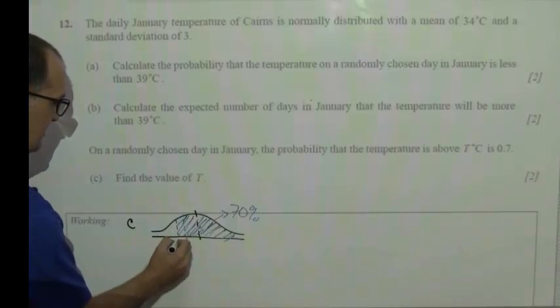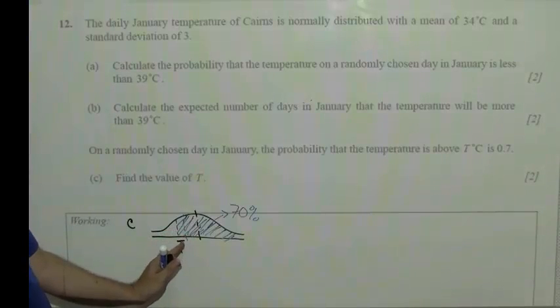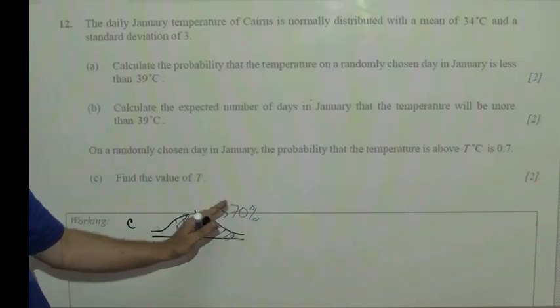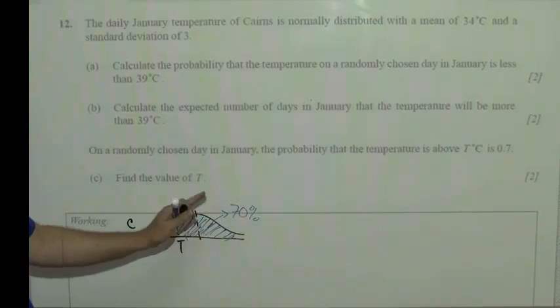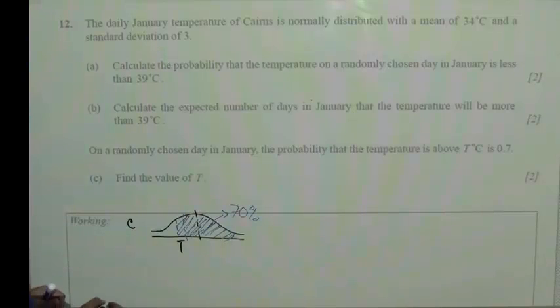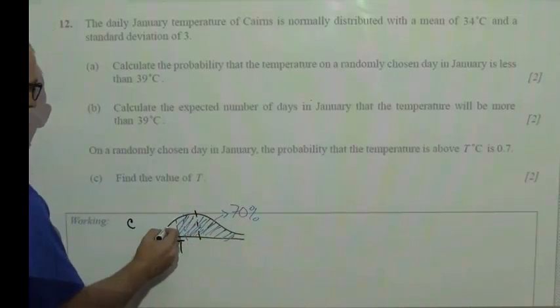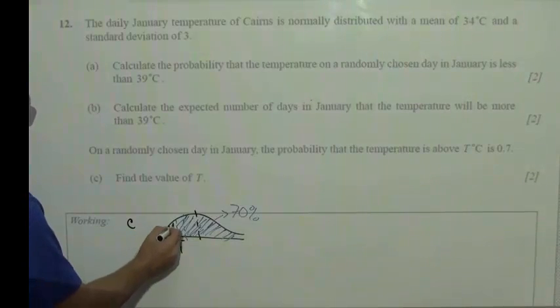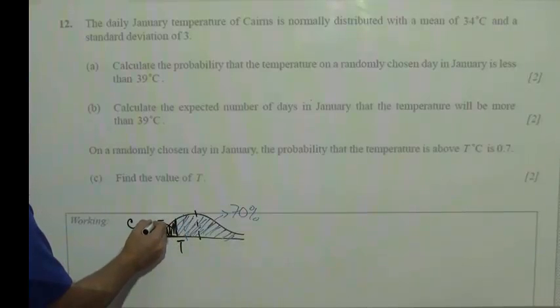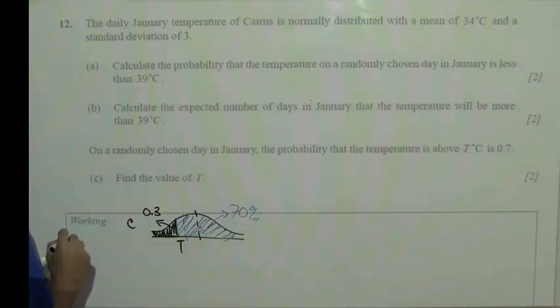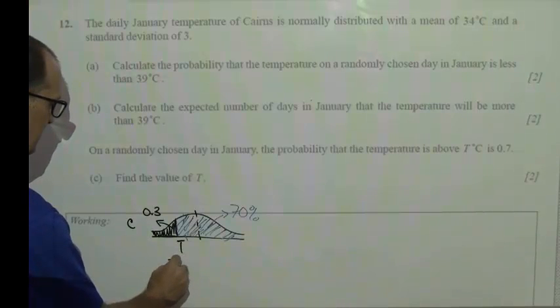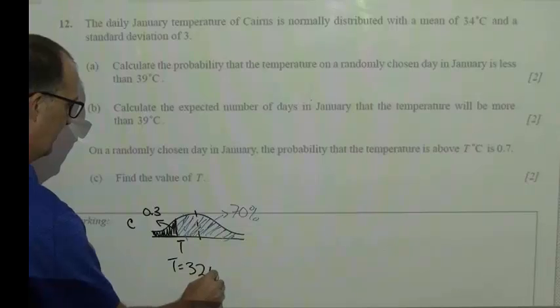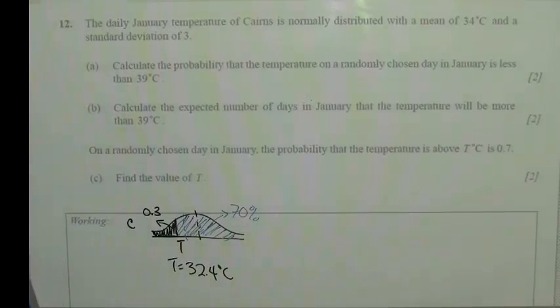So this value T is the temperature at which 70% of all the other temperatures are greater, or all the days are greater than that. And so when I do my inverse norm, what I have to realize is my calculator works from left to right. So my calculator is going to be calculating this percent, and I want it to stop at 0.3. And so I plug that into my calculator. I'll be using the inverse norm, and I get that T is 32.4 degrees C.